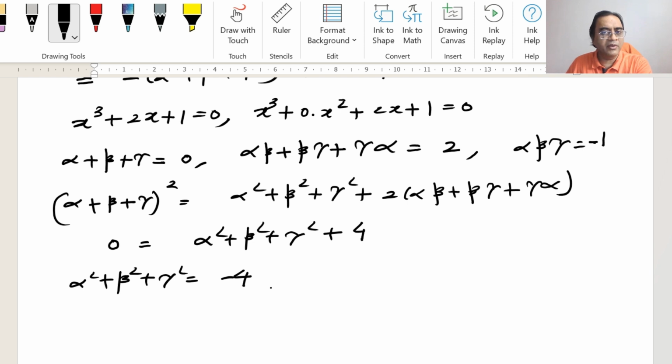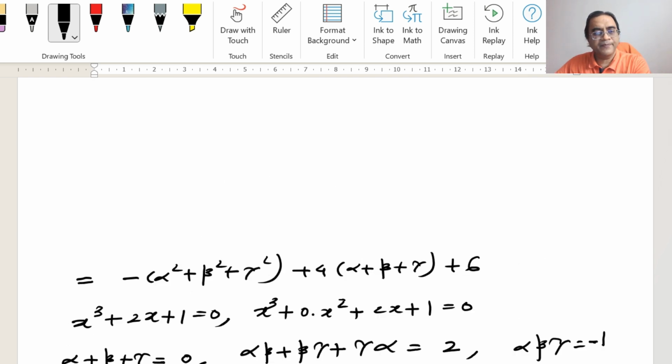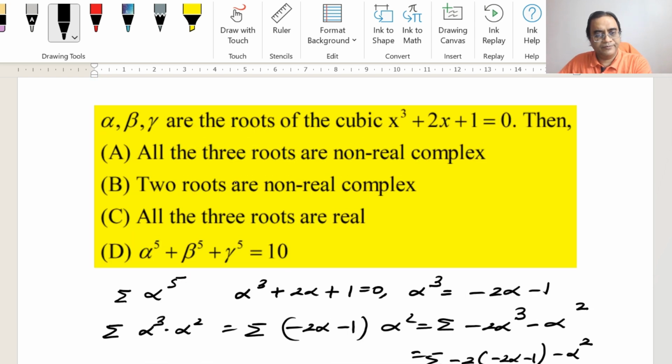Because complex roots are conjugate. Three roots cannot be complex because complex roots come as conjugate pairs, so you can have two complex roots, four, six. So exactly two roots are complex, non-real, and one root is real. That means option B is correct.